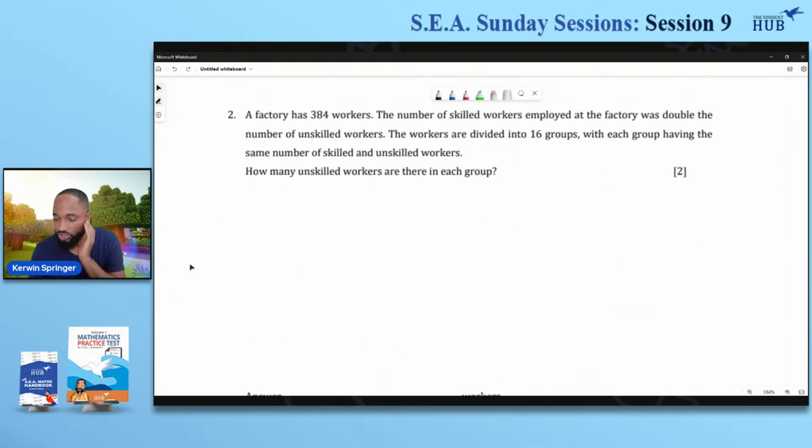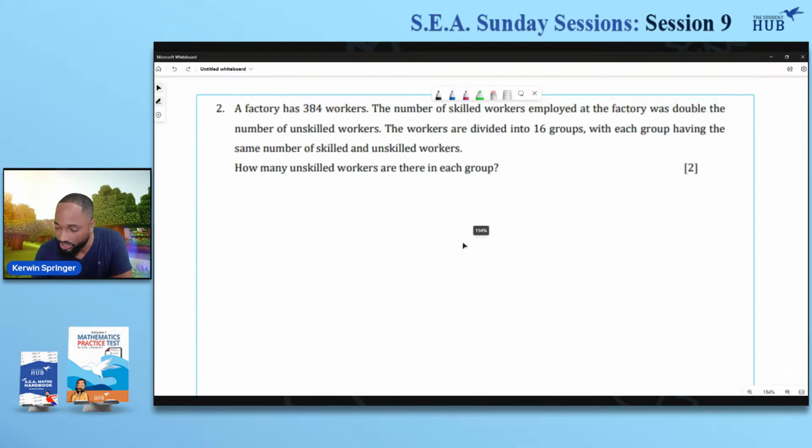The factory has 384 workers. The number of skilled workers employed at the factory was double the number of unskilled workers. So the workers are divided into 16 groups, with each group having the same number of skilled and unskilled workers. So what are we looking at here? How many unskilled workers are there in each group?